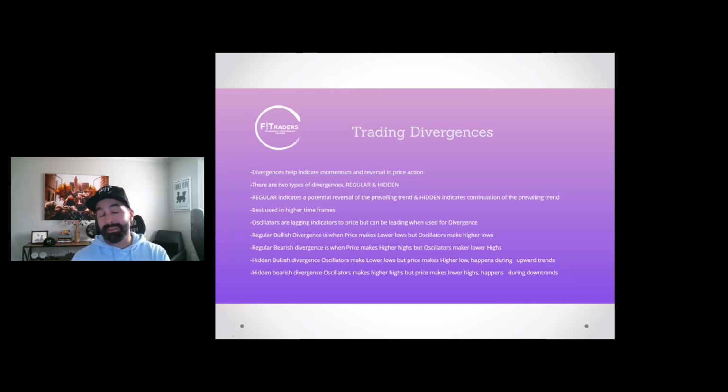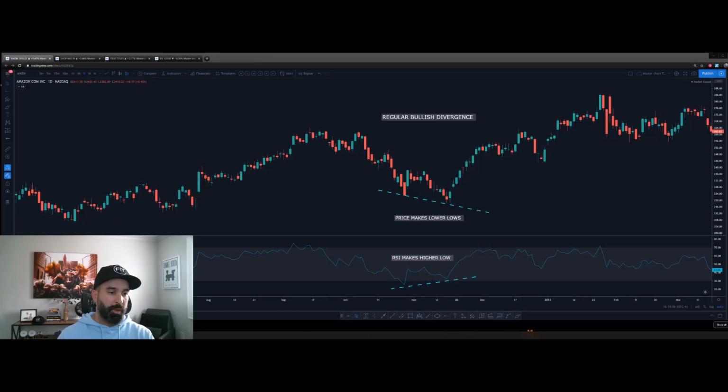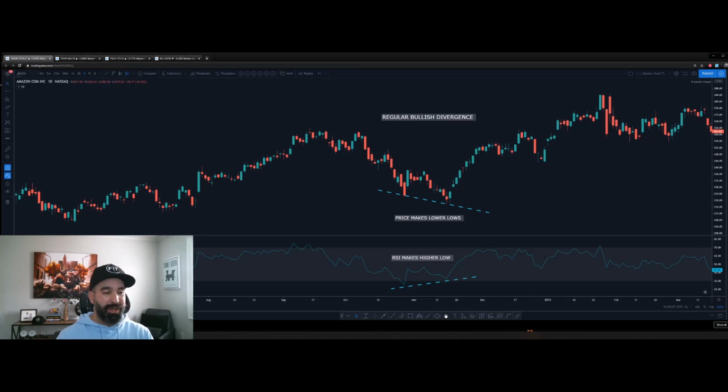Let's get into it, guys. Let's go look at the charts and check out some examples, and that way you can see them in real life. All right, guys, let's look at a few examples here. First off, we're going to start off with regular bullish divergence. This is a very common mistake new traders make.